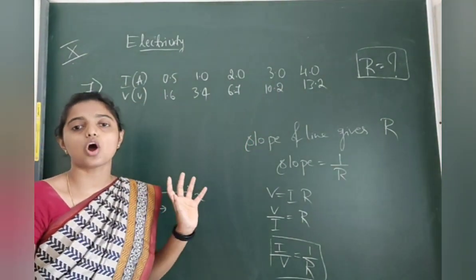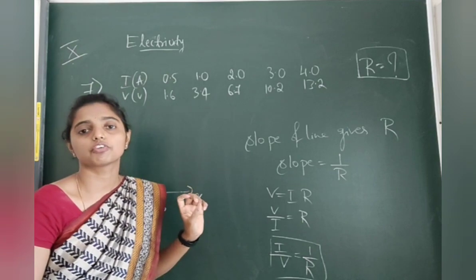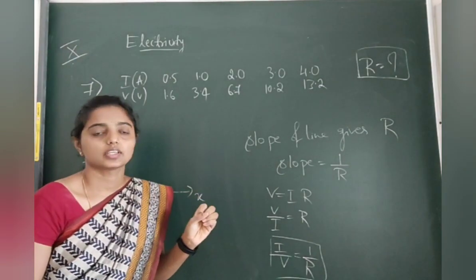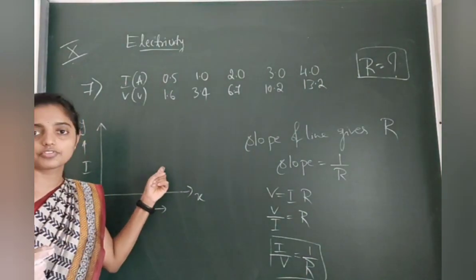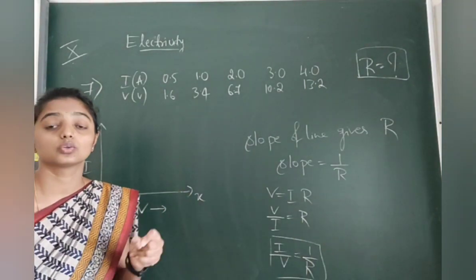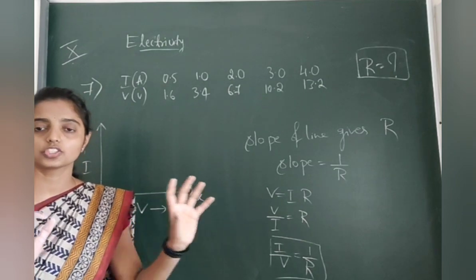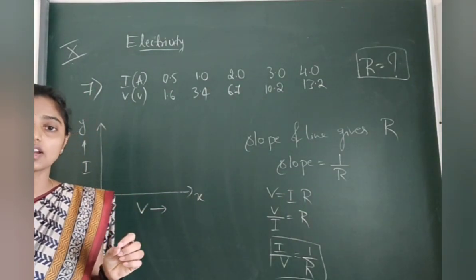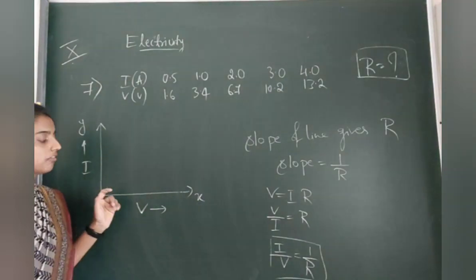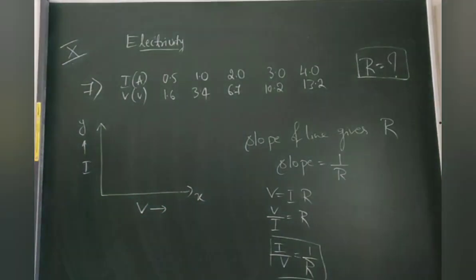So we need to plot a graph between this potential difference and the current, and we need to find out R. So no need to draw the rough graph because you are doing it on a proper original graph sheet. Use your scale pencil and do it on the graph sheet. So take a graph sheet and draw the x-axis and y-axis.